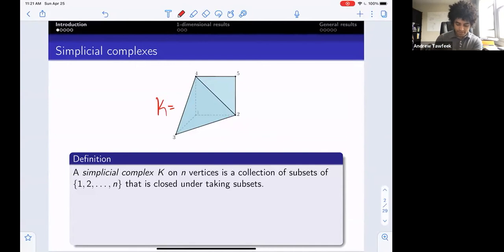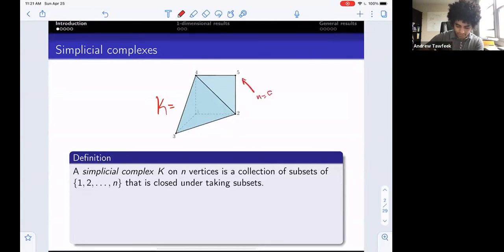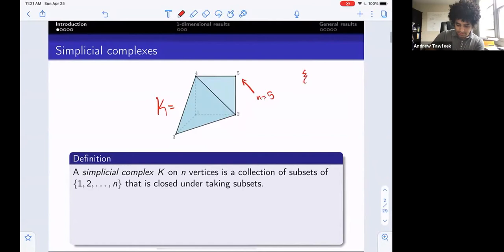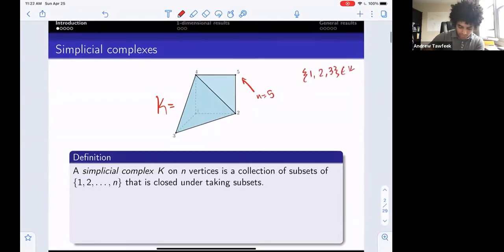So formally, a simplicial complex is a collection of subsets of the set 1, 2, all the way up to n. So in this case, n is equal to 5. And what I mean by closure under subsets is, for instance, if {1, 2, 3} is inside K, and that would correspond to this facet here, then all its subsets, for instance, {2, 3}, would also be inside K, and that would correspond to this edge here.